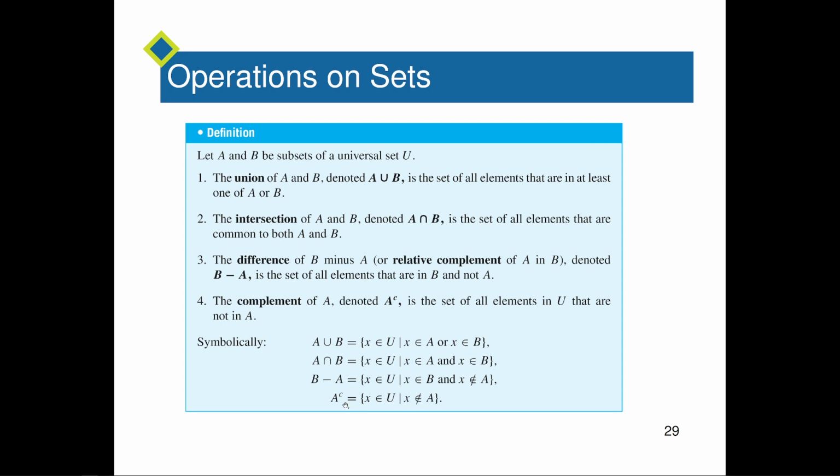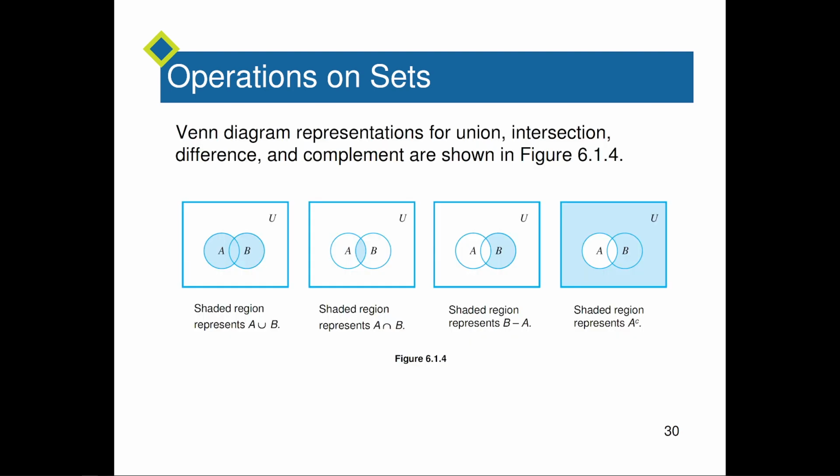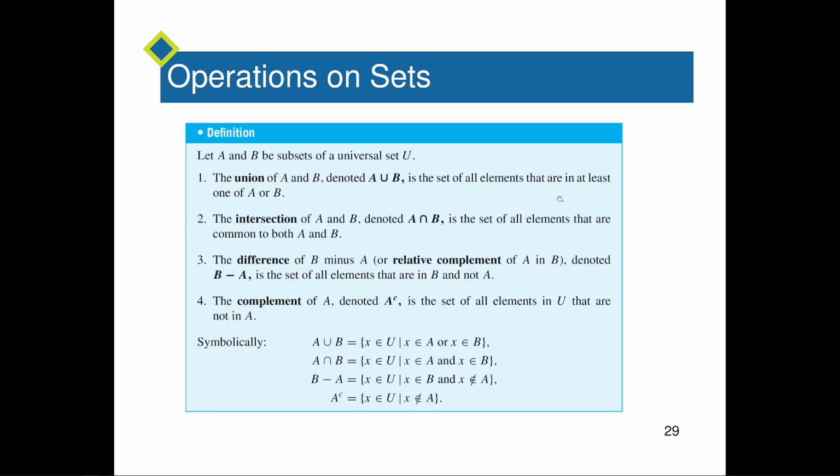So the complement of A is all the elements that are not inside the set A. Here are some Venn diagrams that represent union, intersection, complement, and difference. So this is union here, at least one.